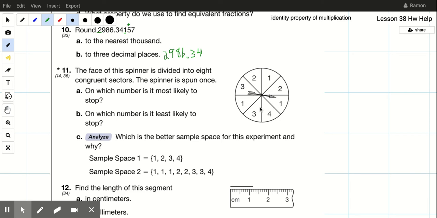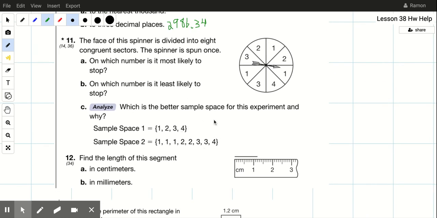The spinner is spun once and only once. On which number is it most likely to stop? So which number is represented the most amount of times? Since they're all equivalent sectors, you just look at which number shows up the most number of times. And that's going to be the one that is most likely to stop because it has the greater odds. For letter B, on which number is it least likely to stop? Which number is represented the fewest times? That will be the number on which it is least likely to stop. So look at the one that has less sectors.